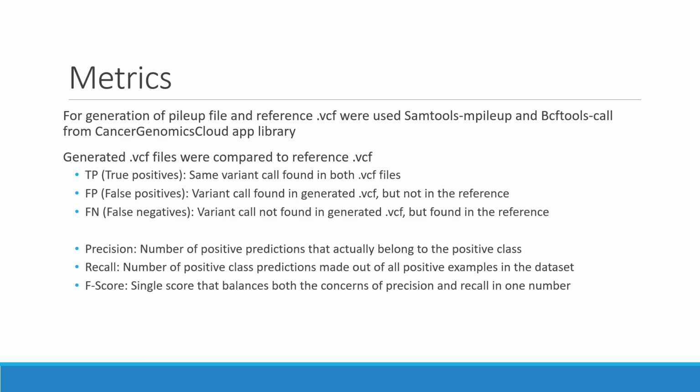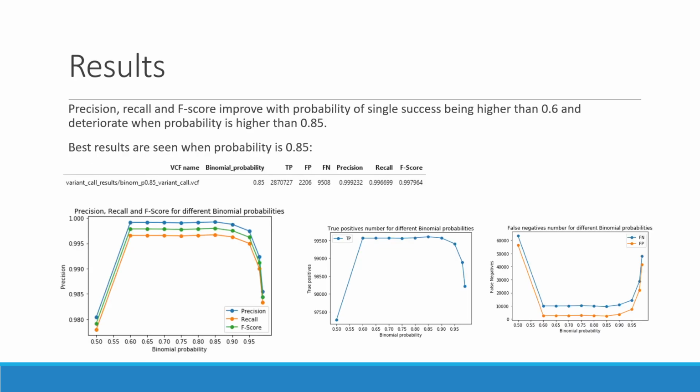Evaluation of the implemented algorithm is done by comparing .vcf files with the output of the BCFtools call tool. True positives here are the number of same variants found in both VCF files. False positives is the number of variants found in the generated VCF file but not in the reference, and false negatives are the number of variant calls found in the reference but not in the generated VCF. Based on those numbers, the precision, recall and F-score are calculated.